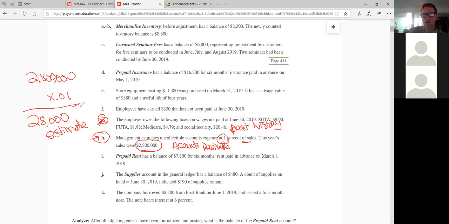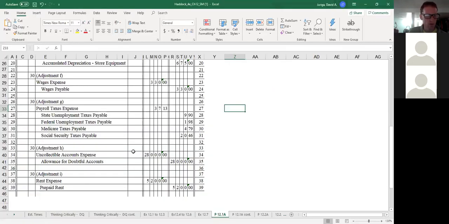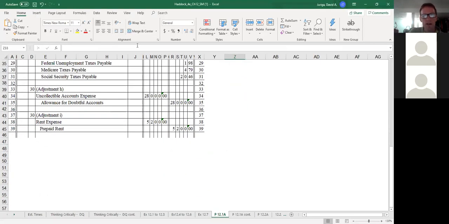That's part of the risk, right? There's always risk. And so to book that entry, I'm not going to write the whole thing out, but here's the account names they use. Notice they use uncollectible accounts expense, and then they use allowance for doubtful accounts. And of course, here's the 28,000 debit and credit. Just out of habit, I always say bad debts expense and allowance for bad debts. That's just preference. Doesn't matter. It's the same effect.